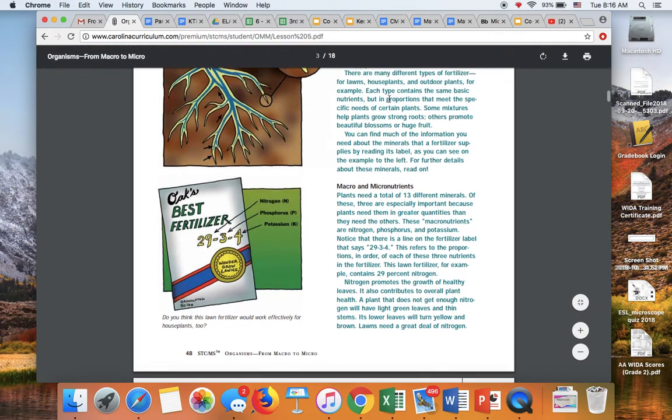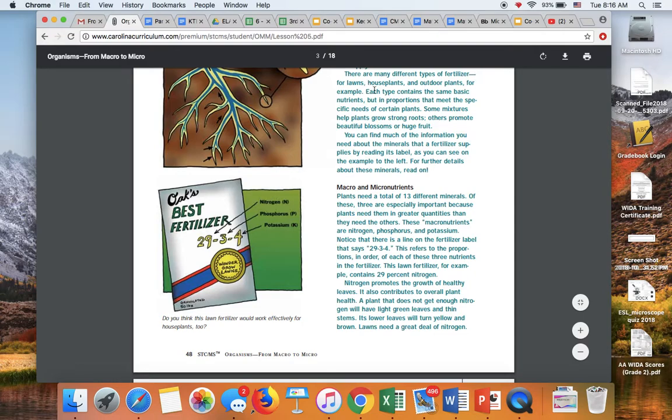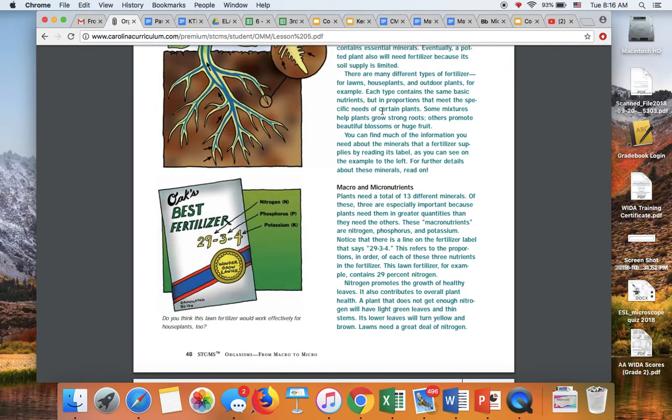There are many different types of fertilizer for lawns, houseplants, and outdoor plants, for example. Each type contains the same basic nutrients, but in proportions that meet the specific needs of certain plants. Some mixtures help plants grow strong roots. Others promote beautiful blossoms or huge fruit. You can find much of the information you need about the minerals that a fertilizer supplies by reading its label, as you can see on the example to the left here.